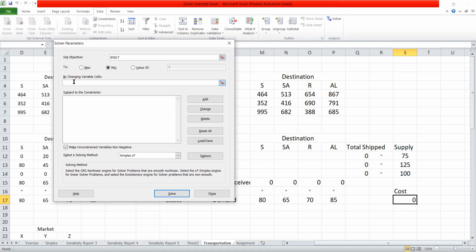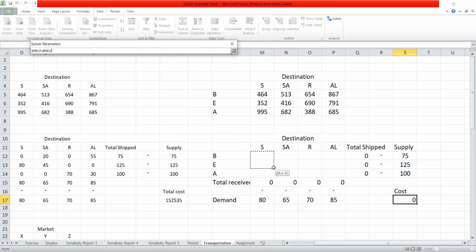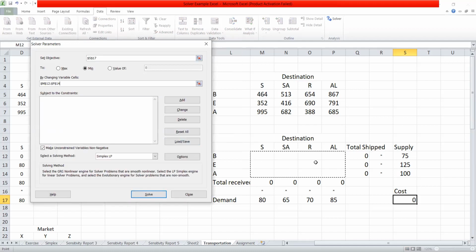Now here we need to find out what our changing variables are. We know that these are our changing variables. Why? Because we have to calculate those route numbers, the shipment numbers from the supply sources to particular market destinations. Therefore, you have to select this range as your changing variable cells. These are our decision variables. Then we move to the constraints, and add them here.